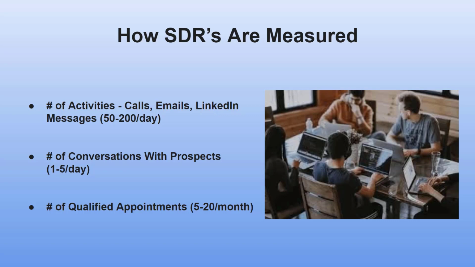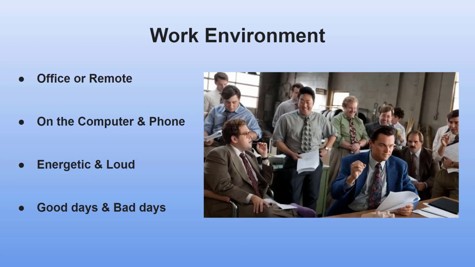And they also want you to have conversations with prospects. So when you're reaching out with all of your activities, some of those prospects are going to get back to you. They're going to want to talk to you. And normally you're going to talk to between 1 to 5 prospects every day. And then out of the 1 to 5 prospects you talk to every day, you're normally going to schedule between 5 to 20 appointments, qualified appointments for your account executive. So these are the people who you learned would be a good fit to purchase your product. So you go ahead and schedule a time for them to meet with your account executive.